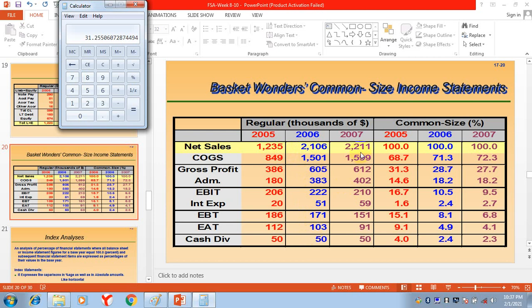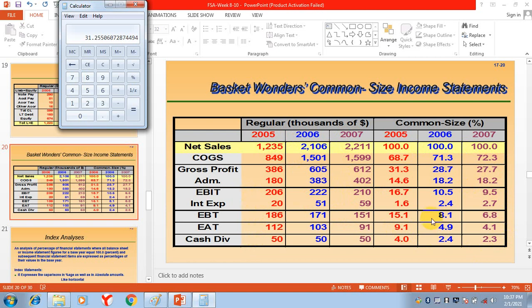Similarly, for all these years, CGS divided by 2106, so we got 71.3. Similarly, 605 divided by 2106, so we get 27.7. So in this way, we will convert all the data from dollars to percentages. This is called common size analysis.